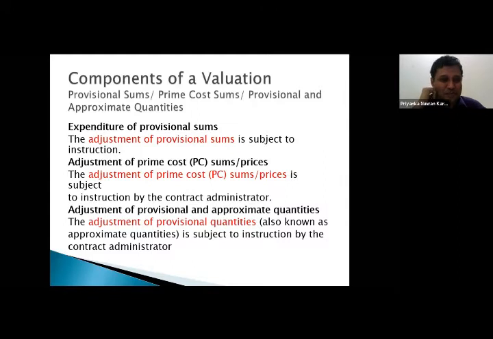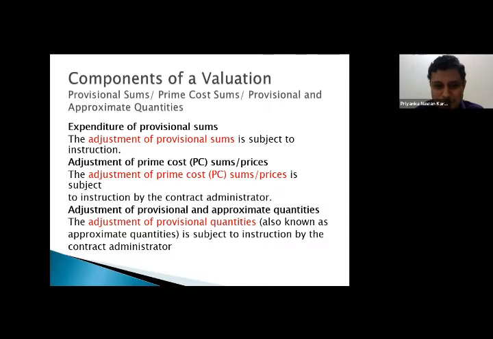Right. Then expenditure of provisional sum, we call it, most quantity surveyors use the phrase adjustment of provisional sums. Until the end of the final account, you are using the terminology adjustment of provisional sums. It is subject to instruction, as I have told you. And then the adjustment of prime cost sums is subject to instruction by the contract administrator.